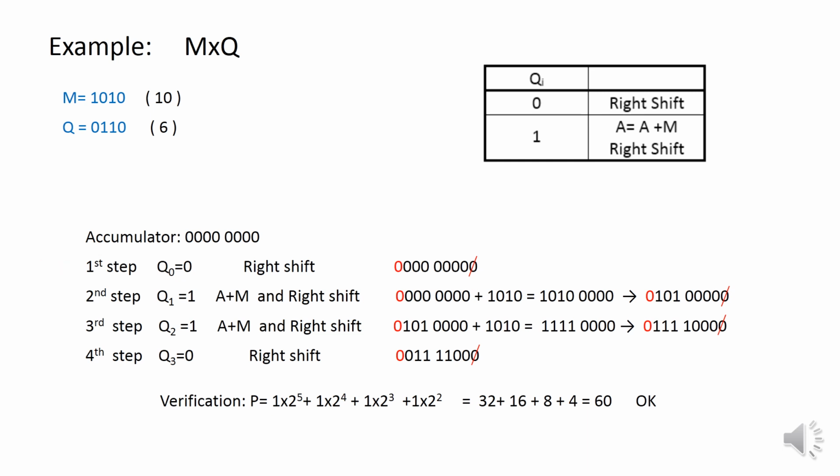This is the first step. The bit of the multiplier is 0, so we do only a right shift. This is the second step. The bit of the multiplier is 1, so we do an addition and a right shift.